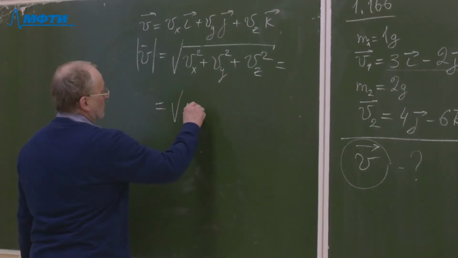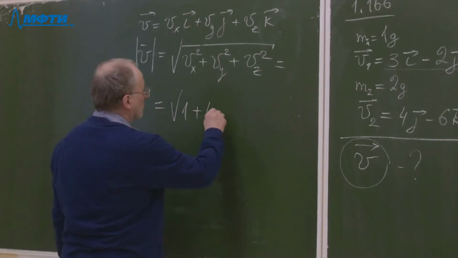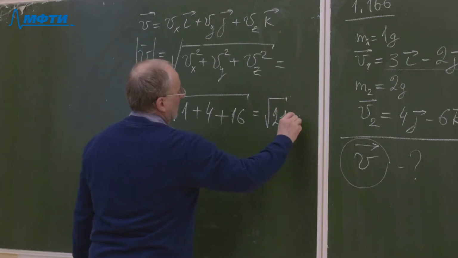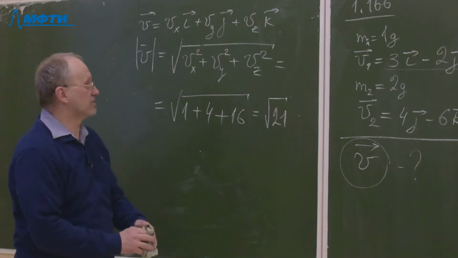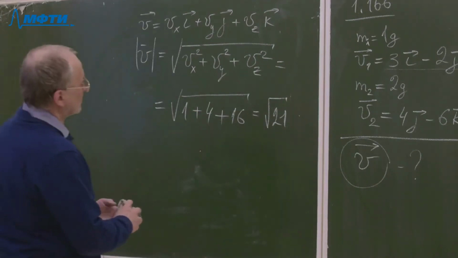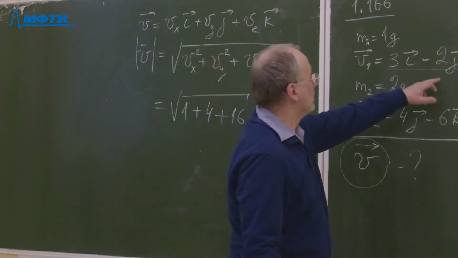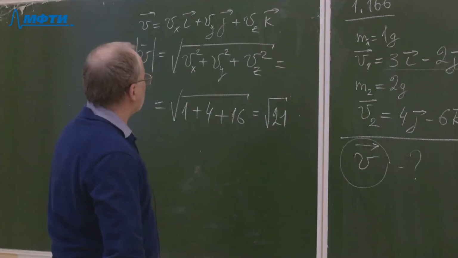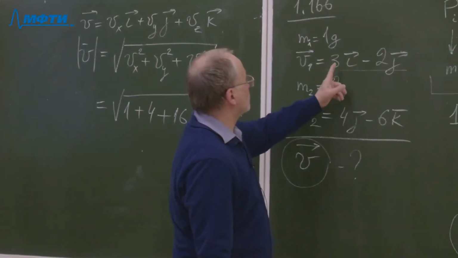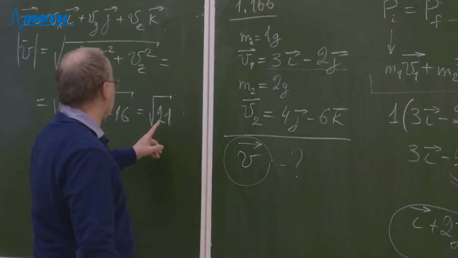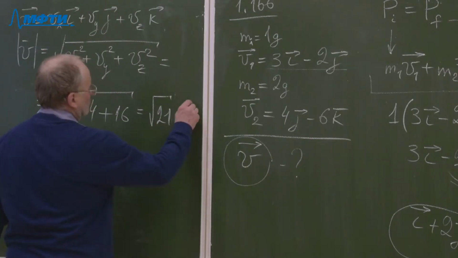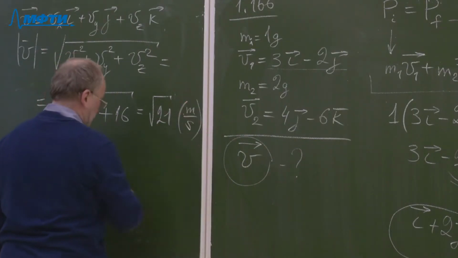That will be 1 plus 2 squared is 4 plus 4 squared is 16. So that will be square root of 21. That's the modulus of our velocity, the length of this vector in the units which have been chosen here. If this is in the international system, I told you this is 3 meters per second, 2 meters per second, then here we will obtain square root of 21 meters per second. Certainly, the modulus of velocity will be measured in meters per second.